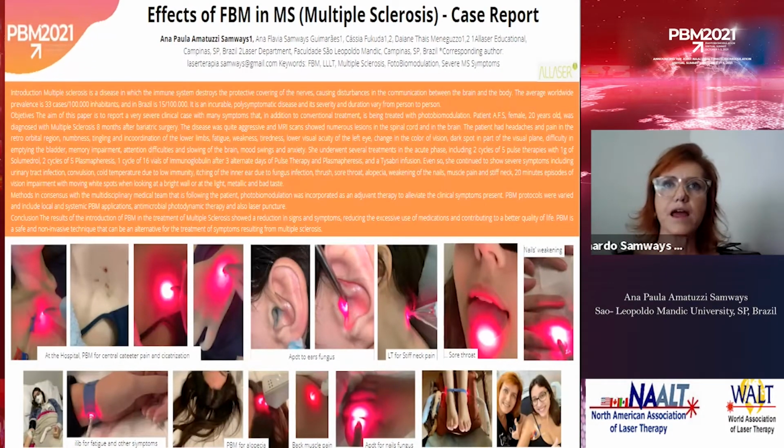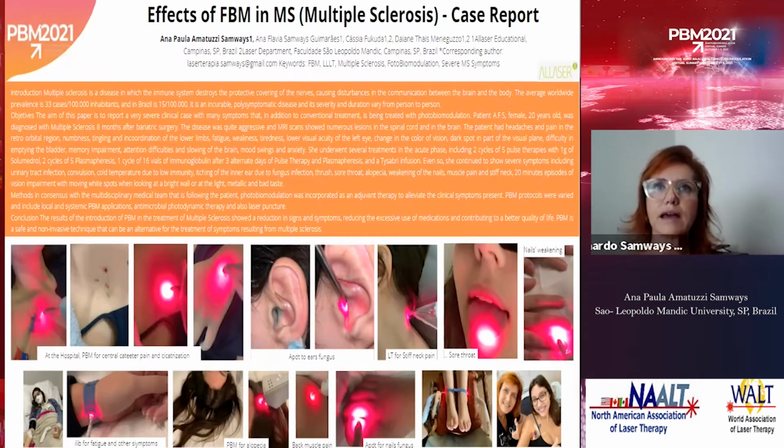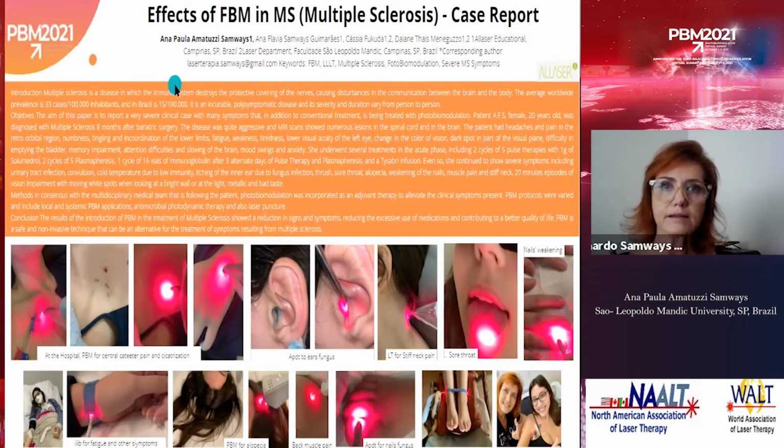Photobiomodulation has been very helpful to this young patient. It helped her to get a better quality of life and also to recover from her severe MS symptoms, mostly tiredness and anxiety. For this, we've been using a lot of laser punctures.